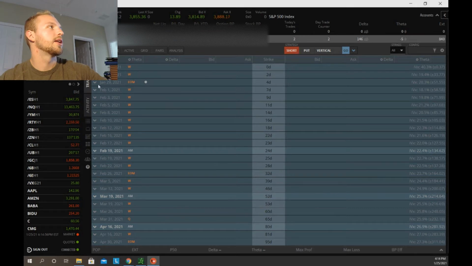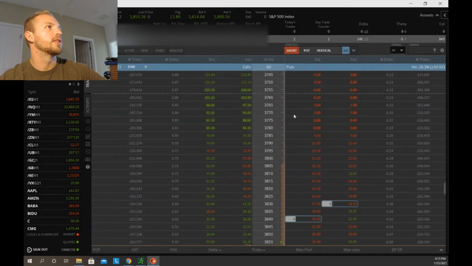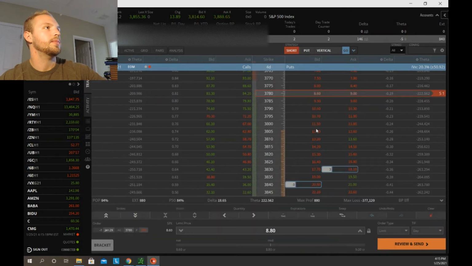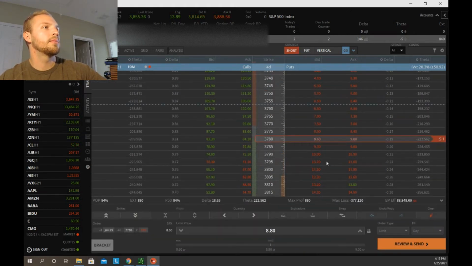Okay, so I'm opening Tastyworks up here, and let's say I am bullish on SPX, the S&P index, and I want to sell a put for this Friday, the 29th. Say I want to sell this one, the 3780 put. I'm going to sell that put, and basically what I'm telling myself is that I don't care what SPX does, as long as by January 29th, when this option expires, it is not at or below 3780.